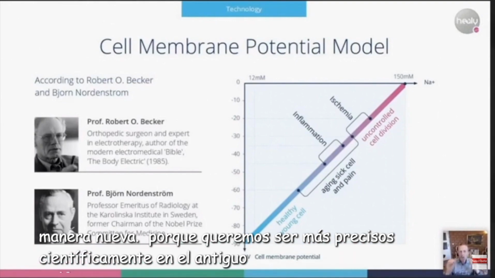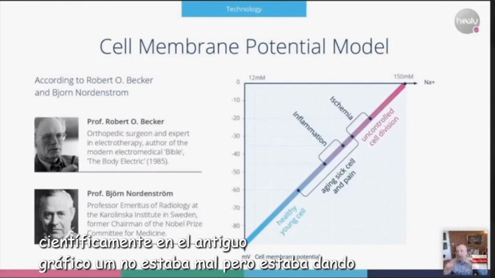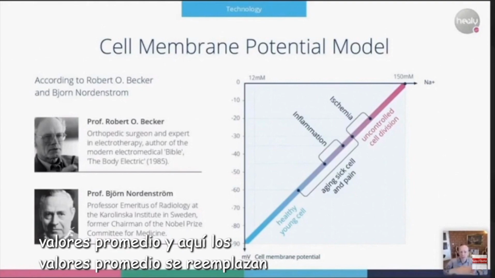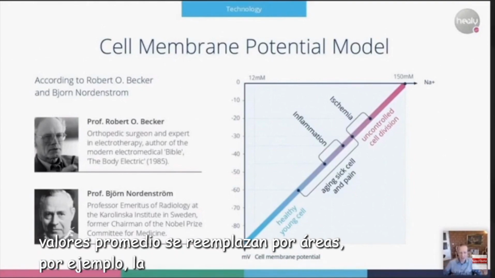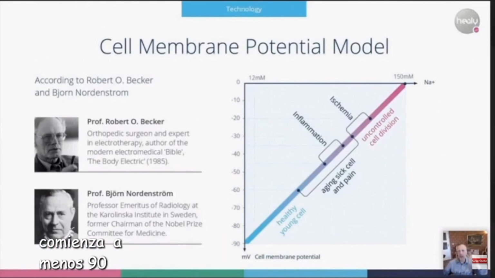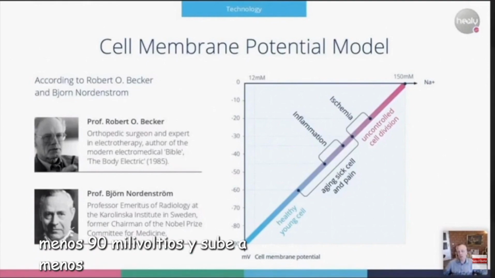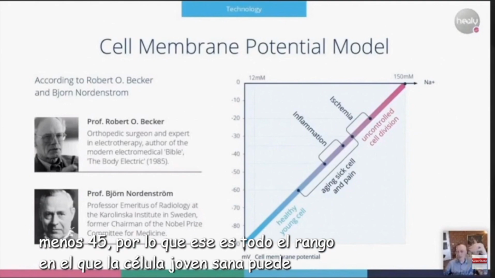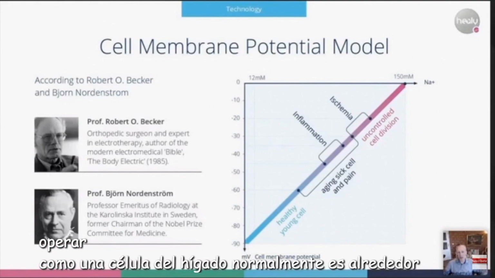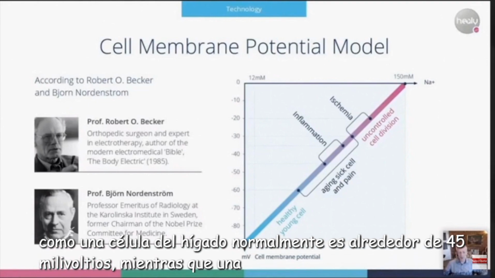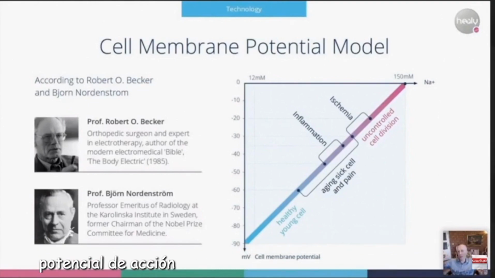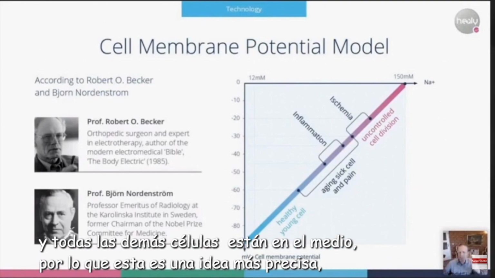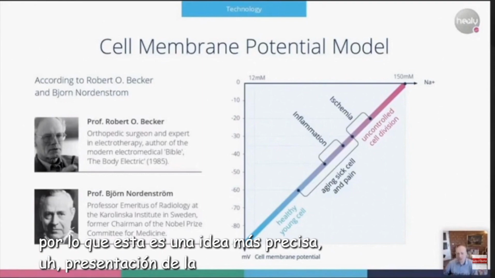In the old graph, it was not wrong, but it was giving average values. And here, the average values are replaced by areas. For example, the healthy young cell starts at minus 90 millivolt and goes up to minus 45 millivolt. So that's the whole range in which the healthy young cell can operate. Like a liver cell normally is around minus 45 millivolt, whereas a muscle cell needs a higher action potential of minus 90 millivolt, and all the other cells are in between. So this is a more precise presentation of the same idea.